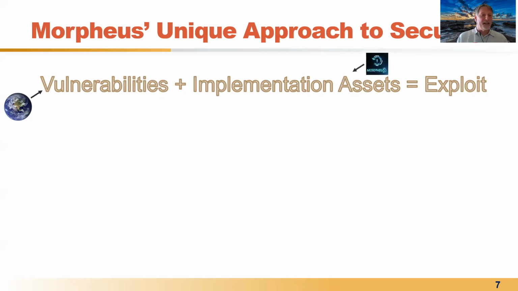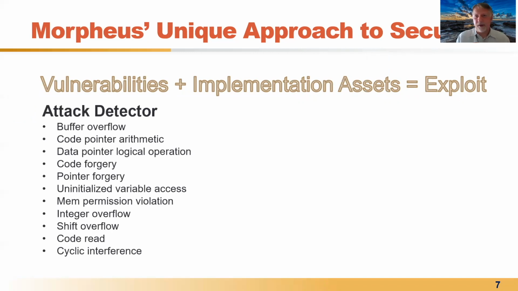And so what Morpheus does is it ignores vulnerabilities, completely ignores them. And it focuses 100% on implementation assets. What it does is it does encryption and churn on those assets. So let's talk about just generally how Morpheus works. Morpheus has these attack detectors that try to find monkey business, stuff that's going on that seems like it's not normal for a program. Now, it's not going to kill your program if you do this, but it's going to engage encryption and churn when that happens. So that's going to break a security attack.